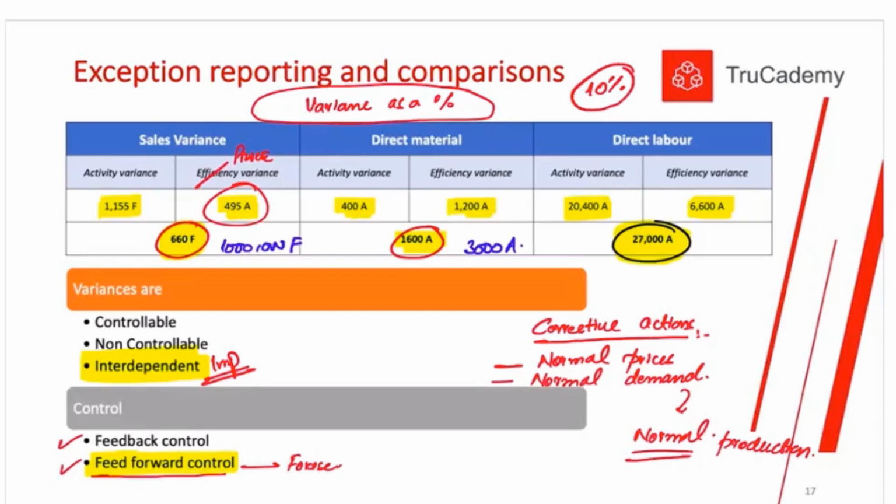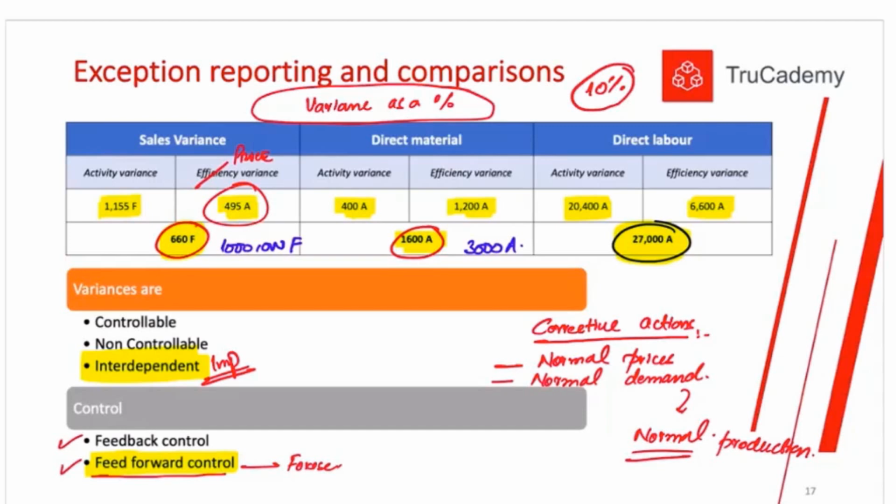So basically, the manager will set a threshold: only report to me those variances where the variance as a percentage is more than 10%. Less than 10%, like 1% or 2%, might not be meaningful because the intensity is not there. It's not worth looking into or investigating the reasons for that. So managers set a threshold and ask for a report: there are 60 variances, tell me which variances are more than 10%. Then the manager will take feedback control or feed forward control for those variances. This is what we call exception reporting.